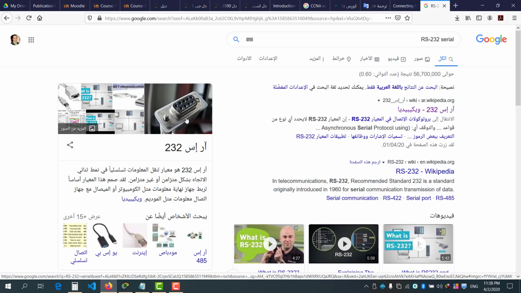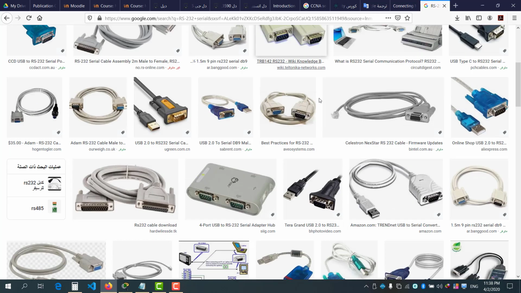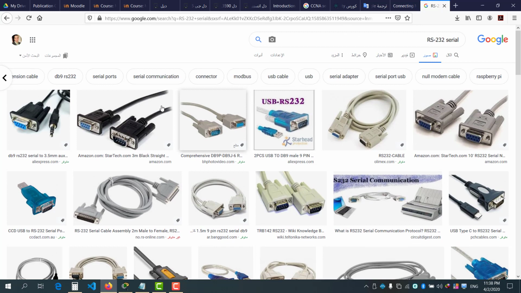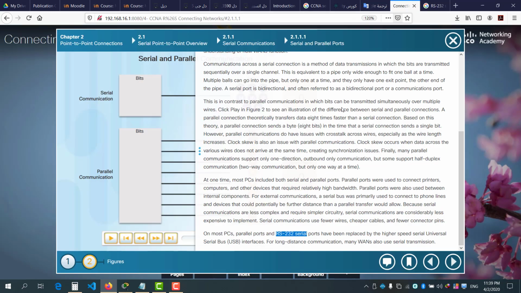Okay, this is the RS232. I can illustrate if we have more. Take a look. All that we have are serial. This is the RS232 male and this is the RS232 female. This is a male and this is the female. Okay, back to the course.